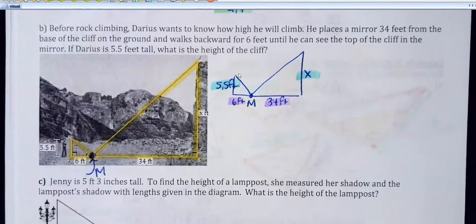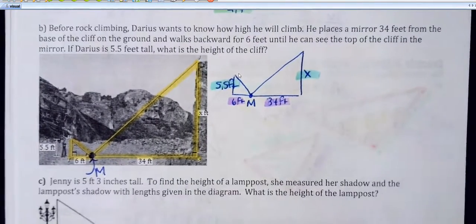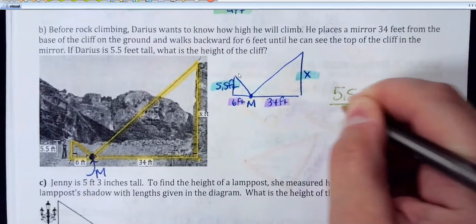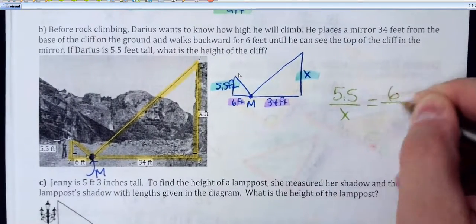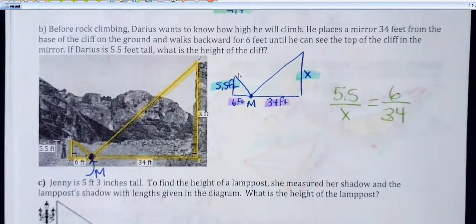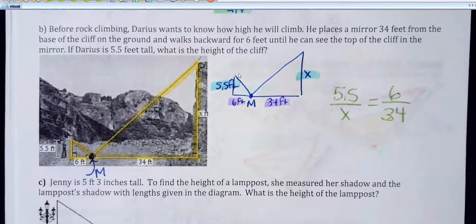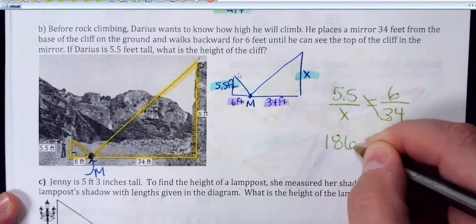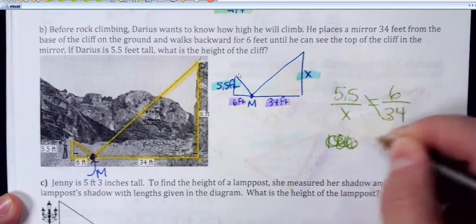So one way to set up my proportion here, I could do 5.5 over x equals 6 over 34. And as long as your cross products are the same as mine, then we can set these up differently and still get the same answer. So I'm going to take 5.5 times 34 there, which I think is a nice answer. Okay, 5.5 times 34 is 187. I just wrote that wrong, 187.